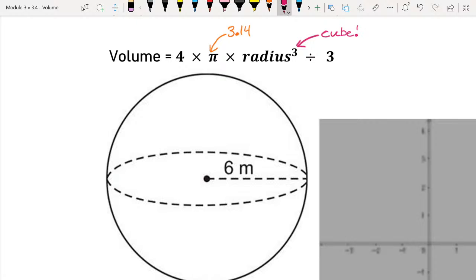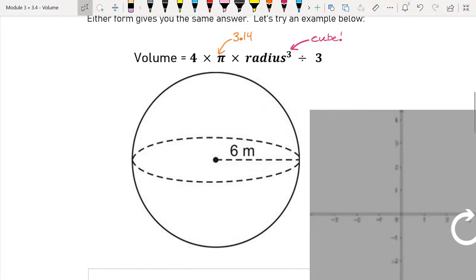Not an easy one to memorize necessarily. You don't have to have it memorized. It'll always be given to you. You never have to worry about that. You'll always have the formula available to you. The important thing is just that you know how to use it and that you know how to get it into your calculator. So let's try, shall we?